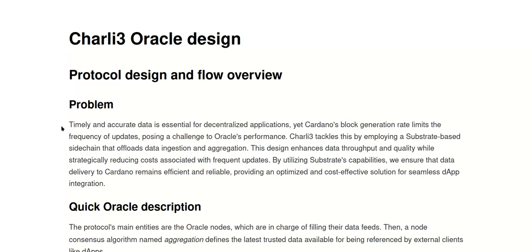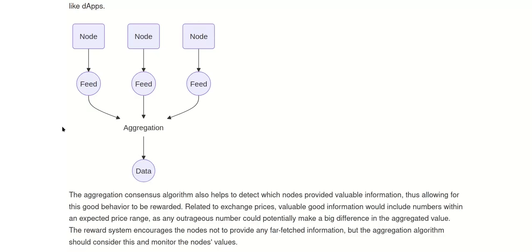The main entities of this app chain are the Oracle nodes, which are in charge of filling data feeds from distinct sources. A data feed could be any type of information that is external to the blockchain, but in this case, when we talk about feeds, we'll be referring to price exchange rates, for example, ADA to USD. With the data feeds provided by the nodes, an aggregation consensus algorithm is performed to determine the median feed, which will be the value that the oracle informs in a block.